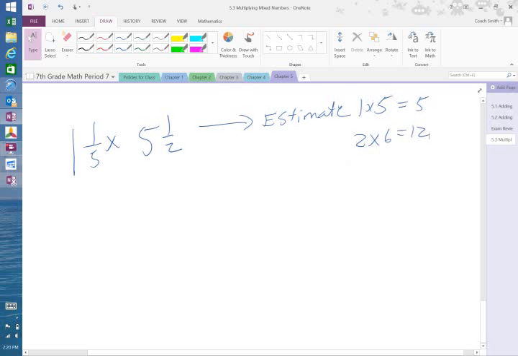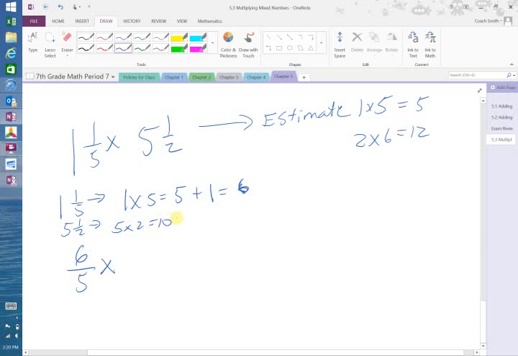Okay, the actual problem then, I have to take 1 1/5, change it to an improper fraction. So that's 1 times 5, which is equal to 5, plus 1, which is 6, and that would be 6 over 5, times 5 1/2. 5 times 2 is 10, plus 1 more would be 11, so that would be 11 over 2.